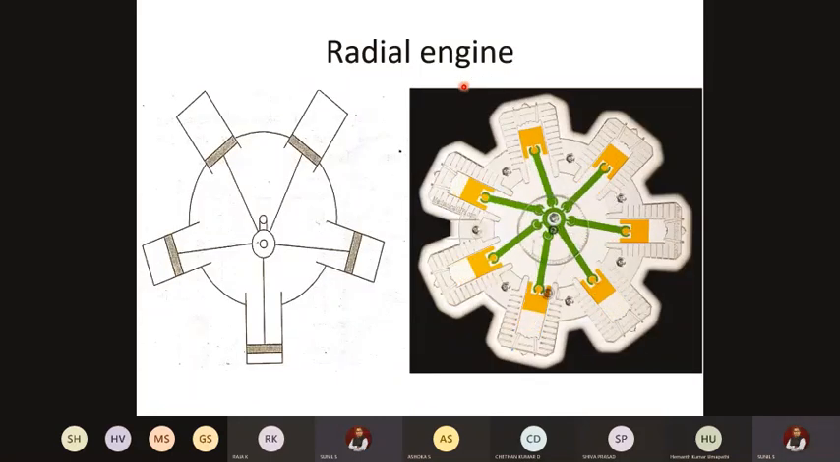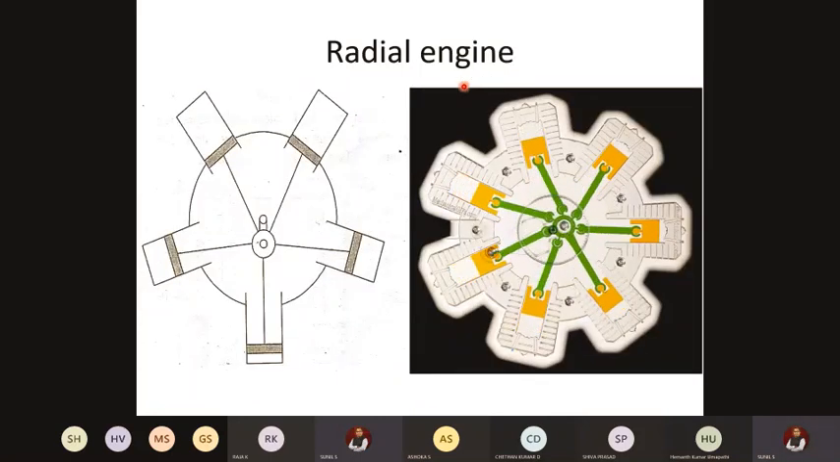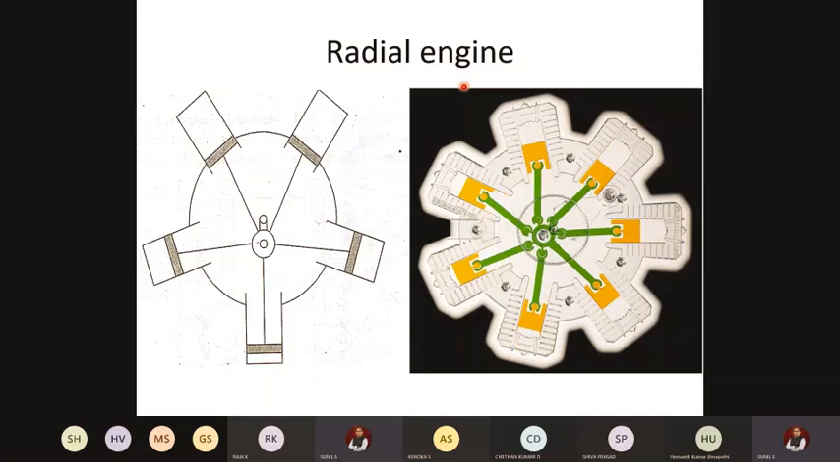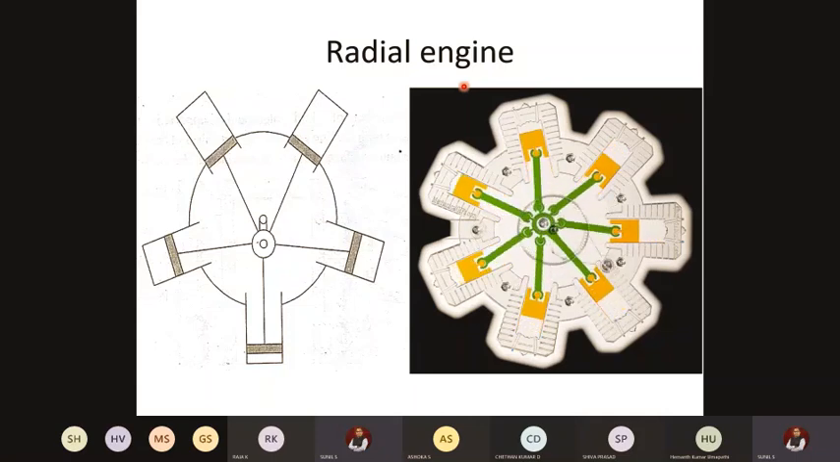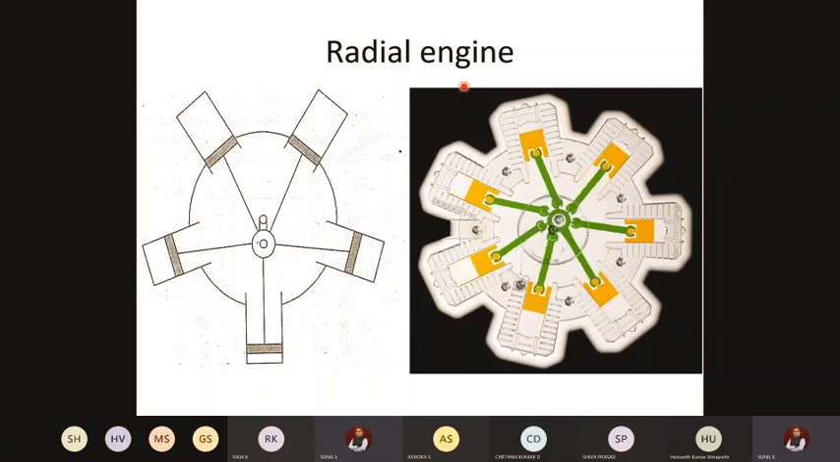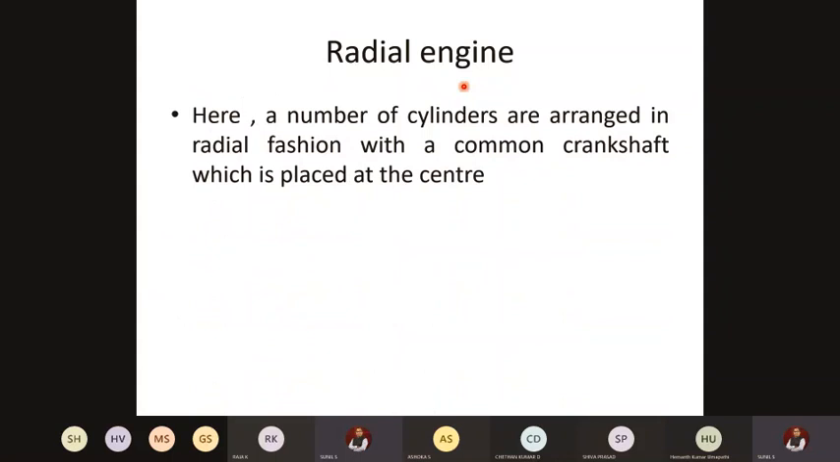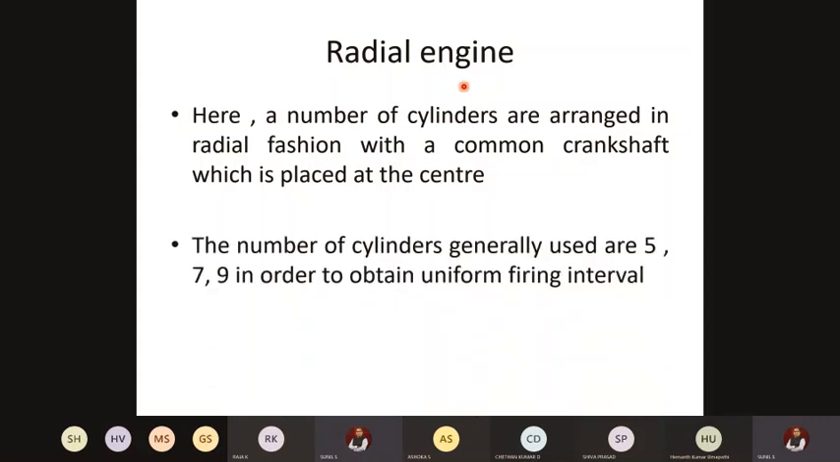Next, the radial engine. As the name itself suggests, you can just see across the radius of a circle, a number of cylinders will be placed. So this concept is called a radial engine. How it works, you can clearly see the mechanism. A number of cylinders are arranged in radial fashion across the radius of a circle with a common crankshaft. Only one crankshaft will be there, but one connecting rod per cylinder, per piston. Next, the number of cylinders will be in odd numbers to balance the mass. It will be either 5, 7 or 9.